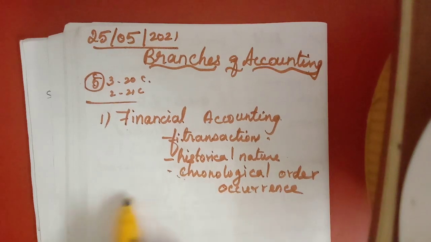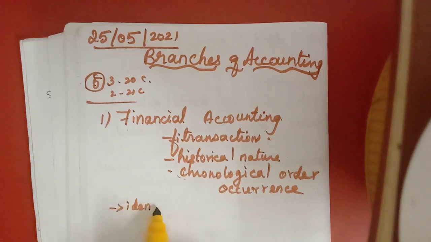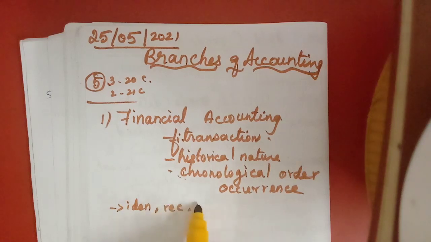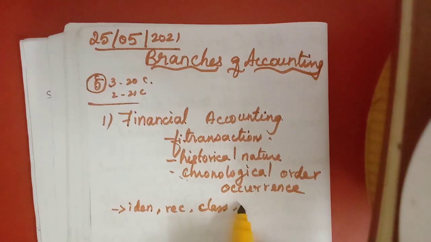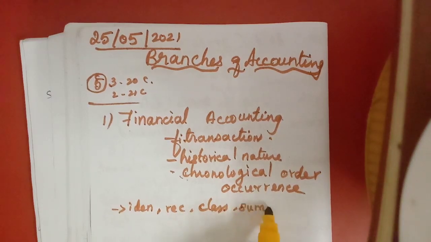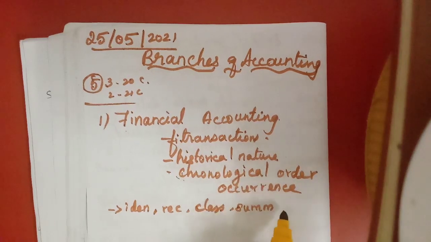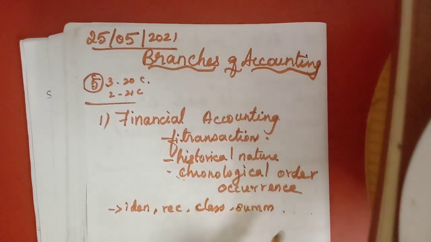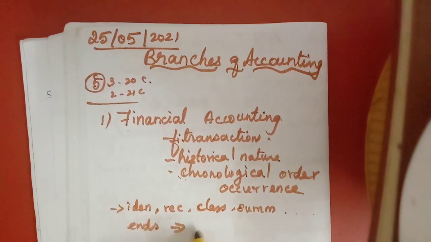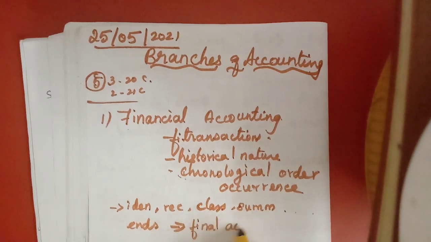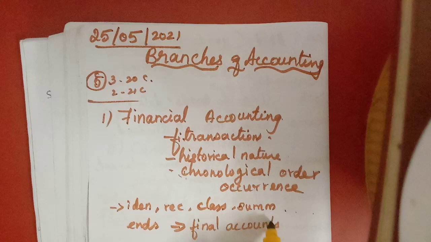Again we can recall the meaning of accounting, what we have studied: identification, then recording, then classifying in the ledger account, then summarizing financial transactions and events, and it ends with the final accounts, as we say in short. What are the final accounts?